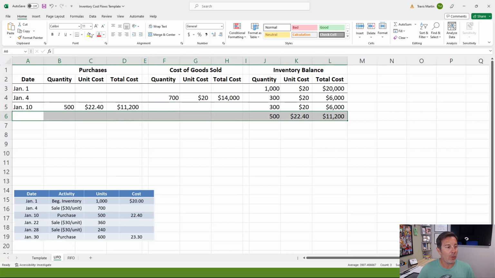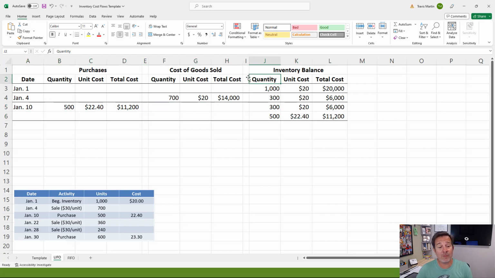Perfect. When you're doing FIFO and LIFO problems, I mentioned before, you need to make sure that you keep your layers in the correct order. Don't move your layers around. And so we began with a layer of 300. My new layer is underneath it. Right on. So now January 22nd rolls around and we end up selling 360 items.